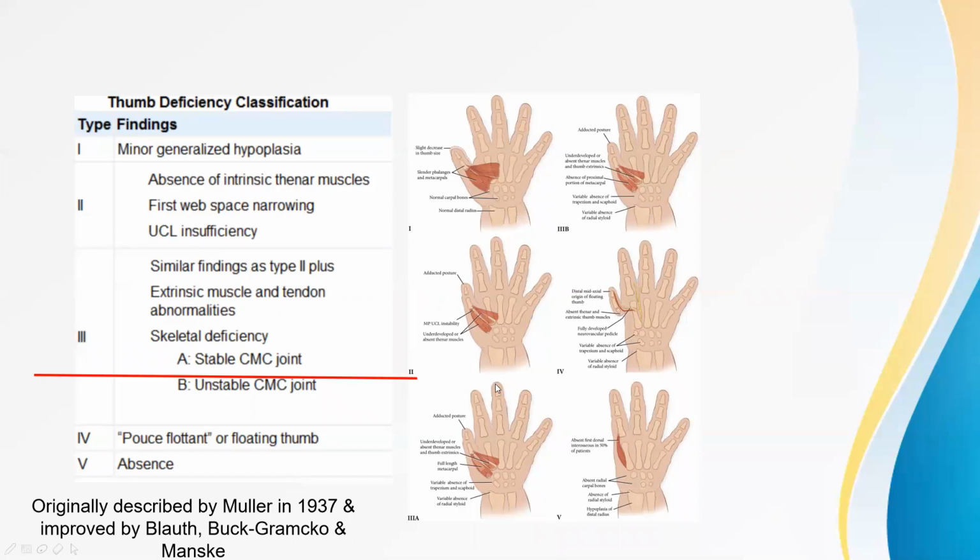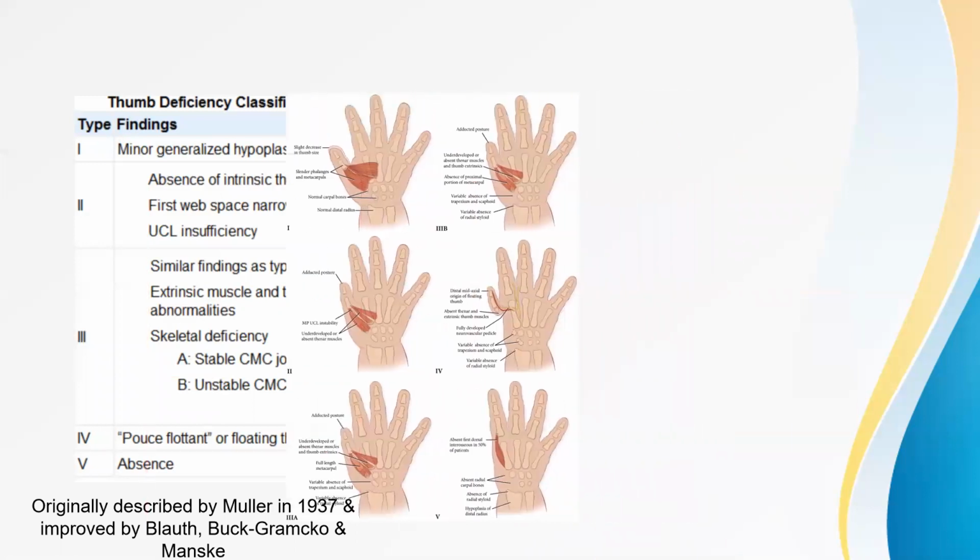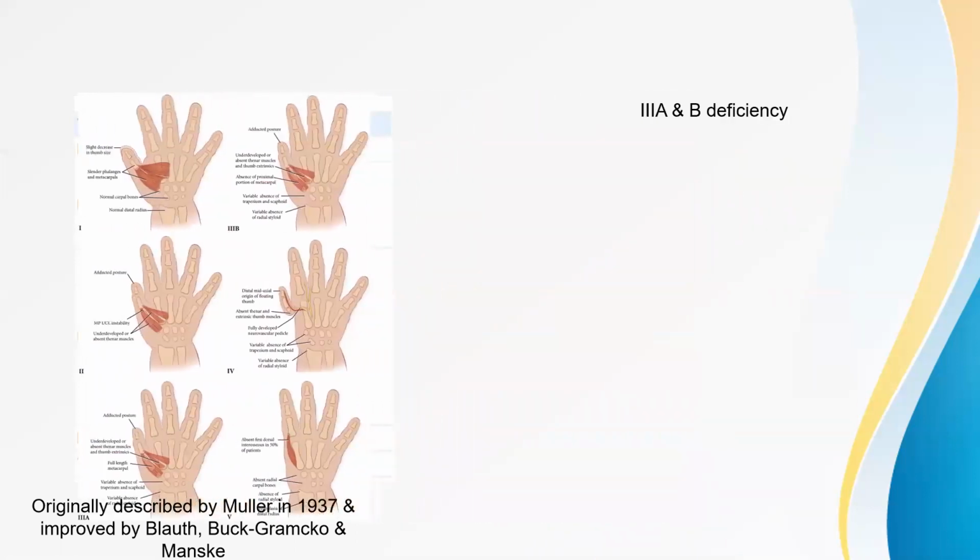In type 3A and 3B, we have CMC joint involvement or preservation, stability or instability. In type 4, we have a rudimentary thumb, pouce flottant, and in type 5, it is completely absent. The differentiation is important to guide us in our treatment.